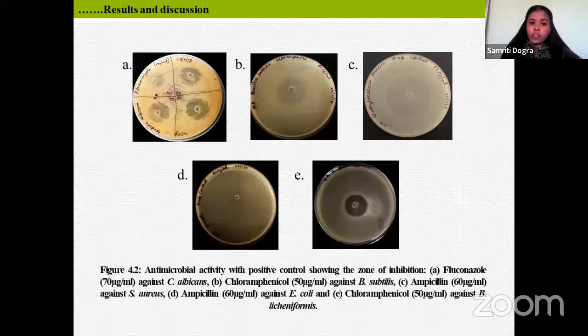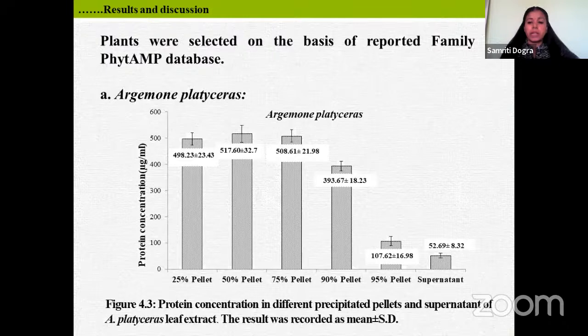And here I started with the plants. So plants are selected, as I said, depending upon the families in the PAMPs. I screened the PAMP database and selected the families which show antimicrobial activity, then searched for the plants which are available in my vicinity so that I can have those plants. And then I will search for the antimicrobial peptides.